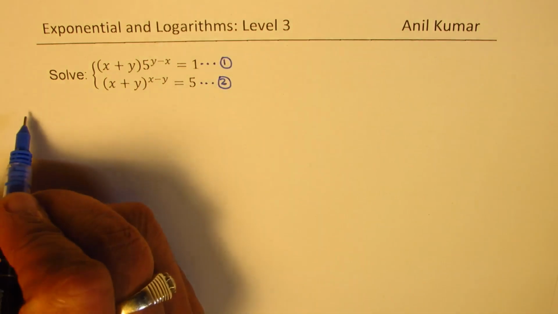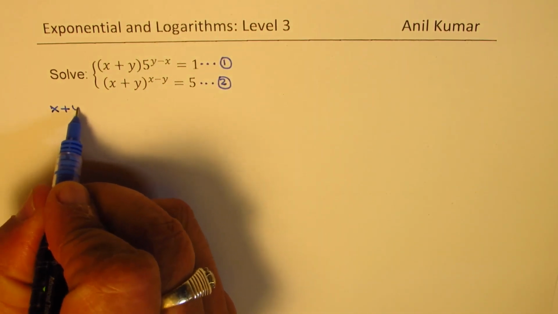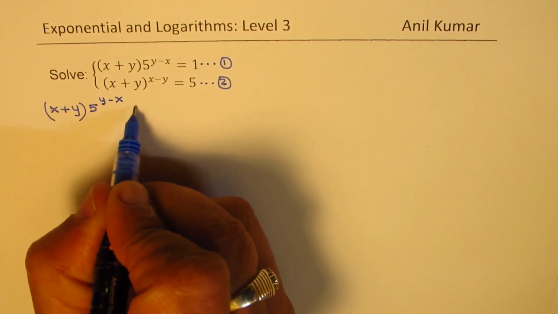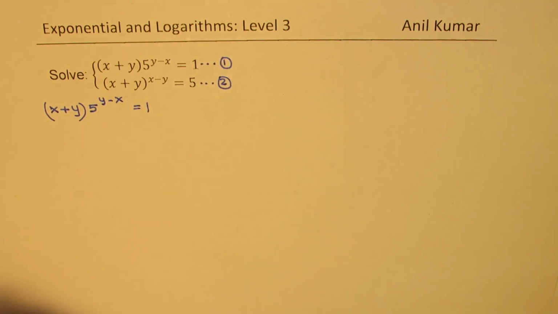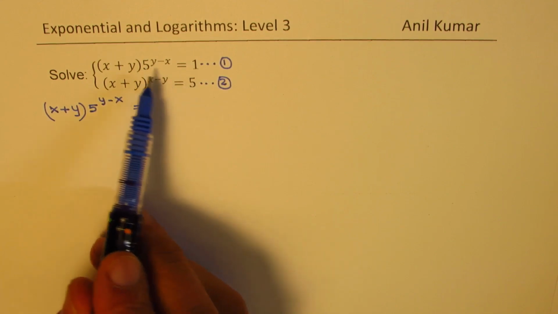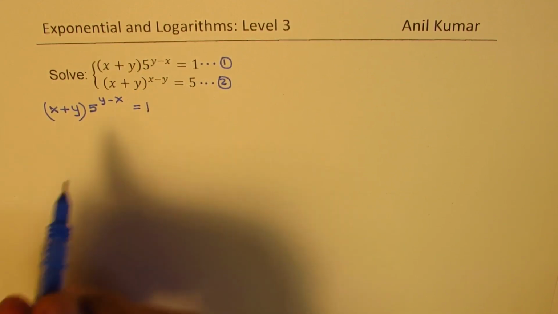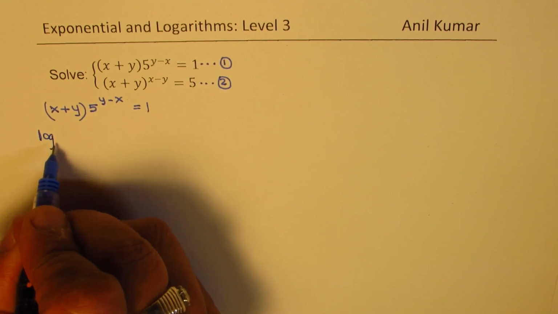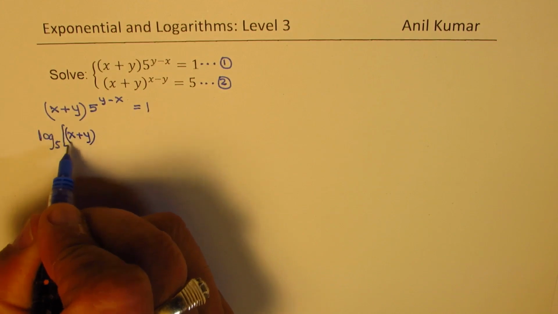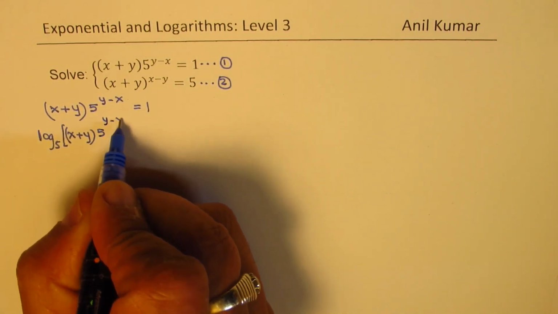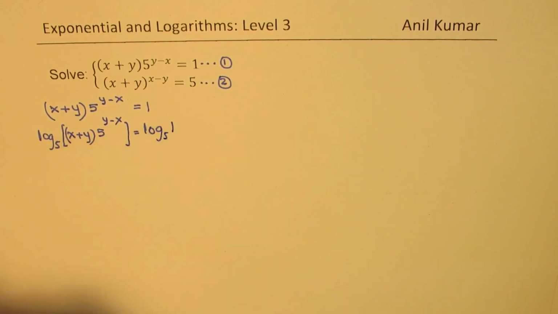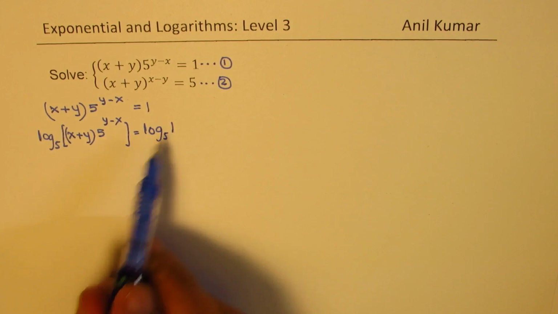So we'll begin with equation 1, which is (x plus y) times 5 to the power of y minus x equals 1. Taking log, we'll take log to the base 5, since we see that the number 5 is being used in both the equations, right? So we get log to the base 5 of (x plus y) times 5 to the power of y minus x equals log to the base 5 of 1. Now log to the base 5 of 1 is 0.